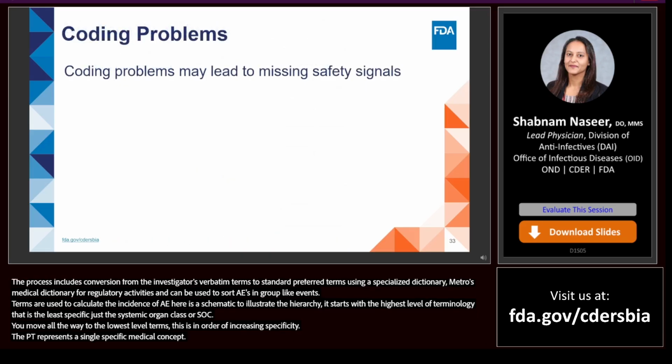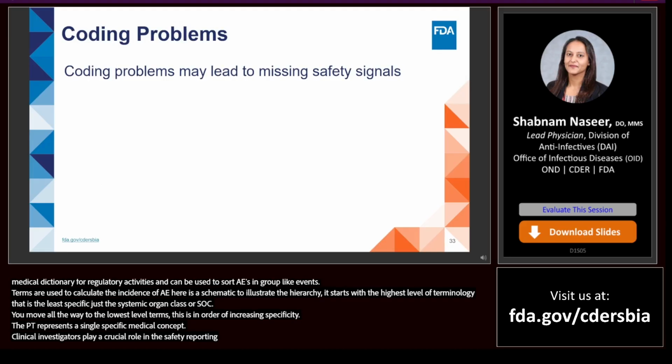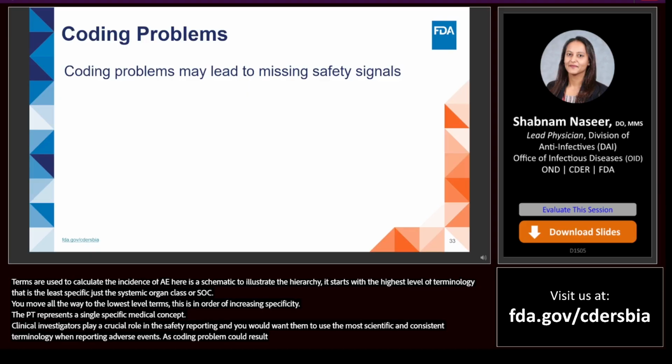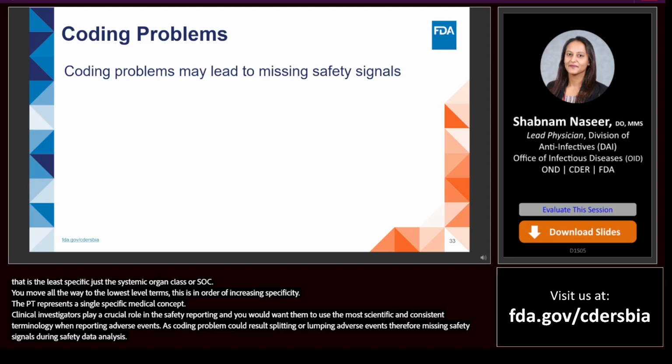So clinical investigators play a really crucial role in the safety reporting, and you would want them to use the most scientific and consistent terminology when reporting adverse events, as coding problems could result in splitting or lumping adverse events and therefore missing safety signals during the safety data analysis. So splitting similar terms such as hypertension and high blood pressure can result in a lower incidence, or could minimize or mask a safety signal.